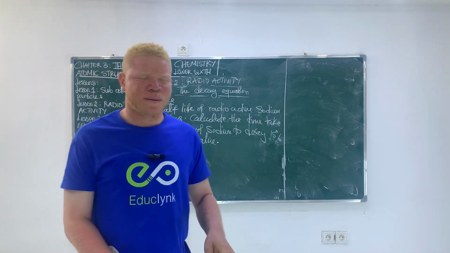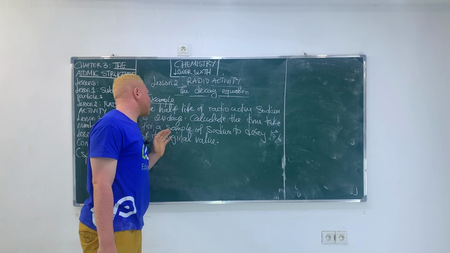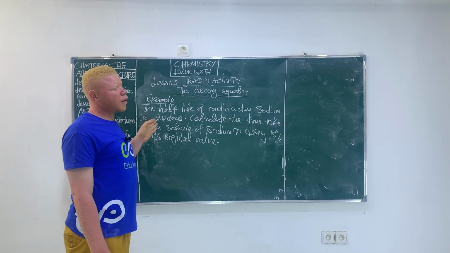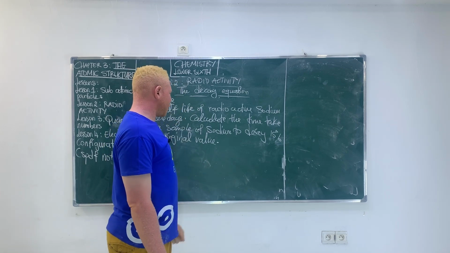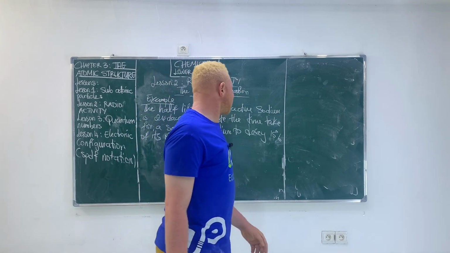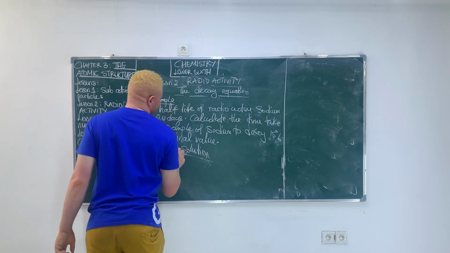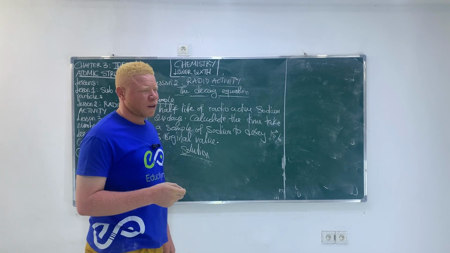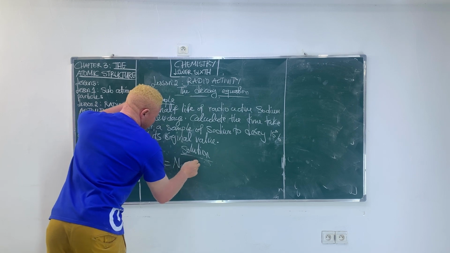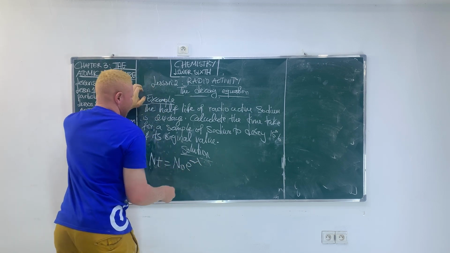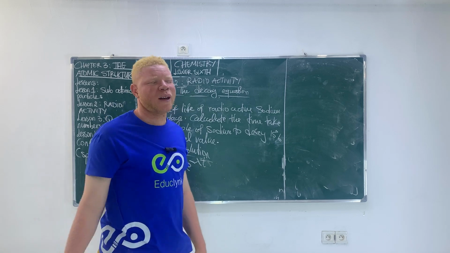So I'll read back the exercise for everybody. The half-life of radioactive sodium is 24 days. Calculate the time taken for a sample of sodium to decay 15% of its original value. So, solution. We have been asked to calculate the time, so we'll use our decay equation. The decay equation is given by N_t equals N_0 e to the minus lambda t. So we have to make t the subject of the formula.